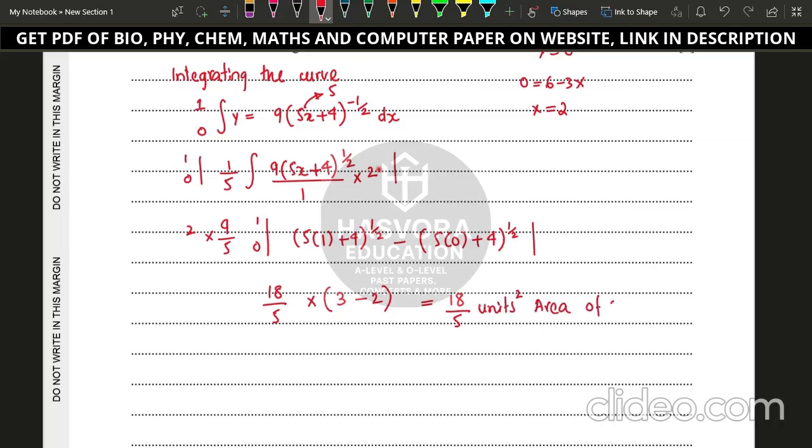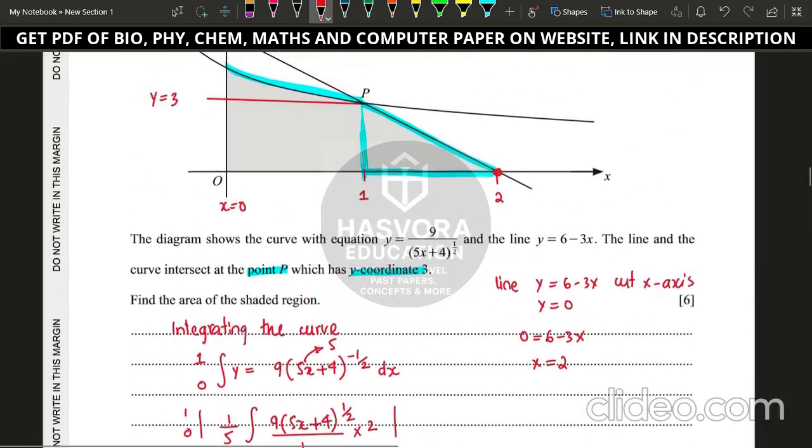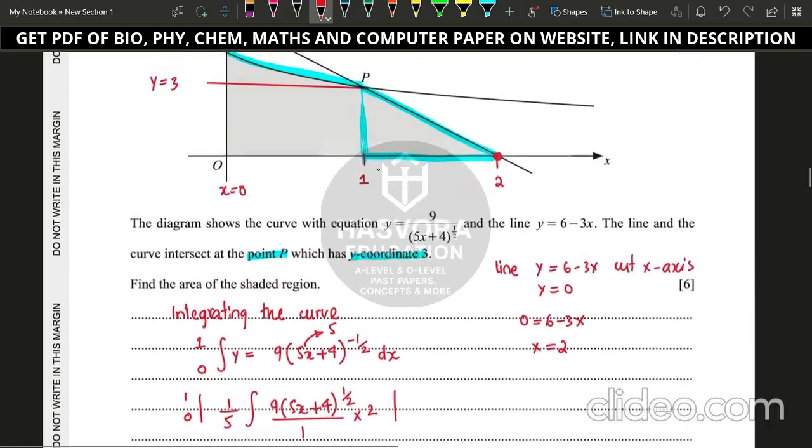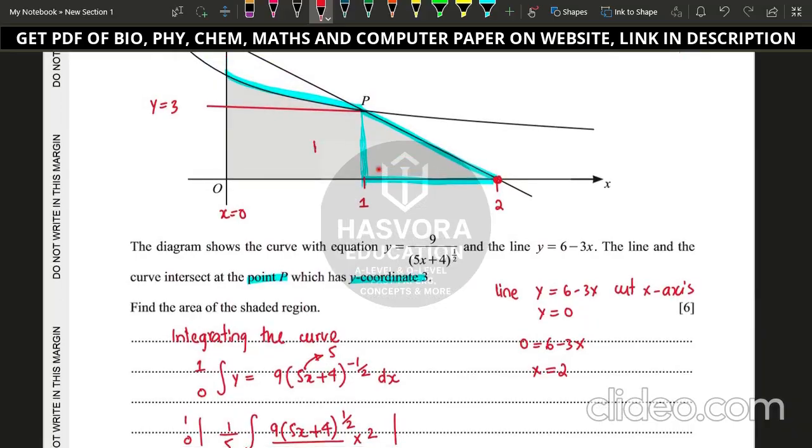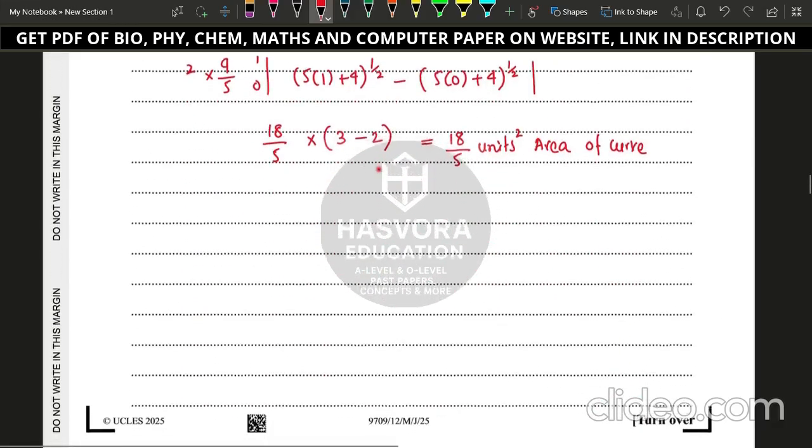Area of curve. But we also have the triangle. Do not just forget this point. So the height of this triangle is 3, and the base from 2 minus 1 is 1. So let's see, area of triangle is half into base, which is 1, into height, which is 3. So this is 3 by 2.